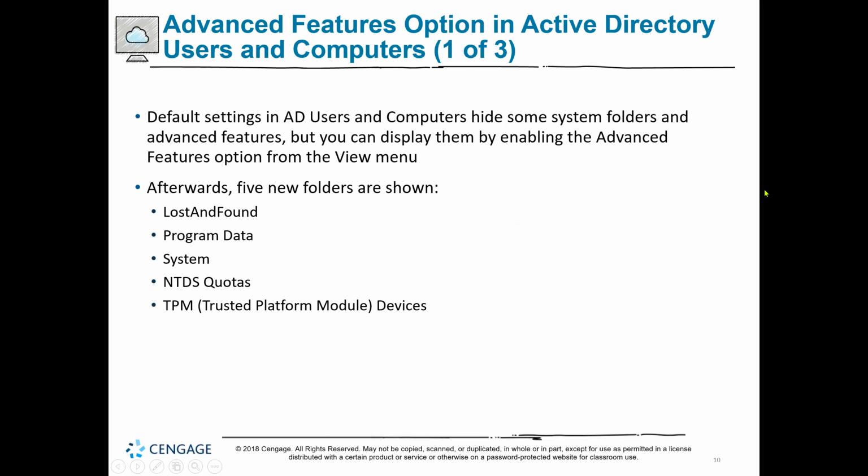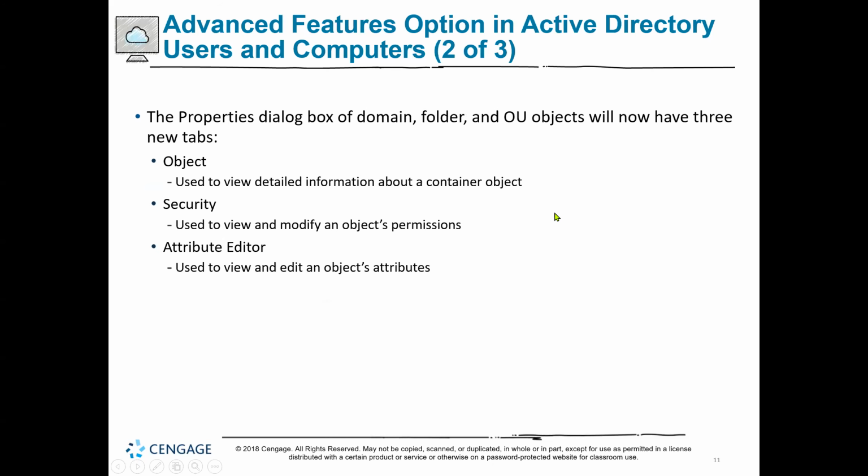Advanced features option in Active Directory Users and Computers. Default settings in AD Users and Computers hide some system folders and advanced features, but you can display them by enabling the advanced features option from the view menu. Afterwards, you see the 5 new folders, which are Lost and Found, Program Data, System, NTDS Quotas, and TPM or Trusted Platform Module devices. Properties dialog box of domain folder and OU objects will now have 3 new tabs.